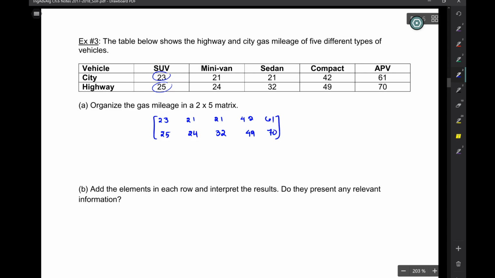So it's important to know, right, what these represent. Again, mentally, you know that like this is the SUV, this is the minivan, this is the sedan, this is the compact, and so on, right? And then this is city. Okay, so it says add the elements in each row and interpret the results.